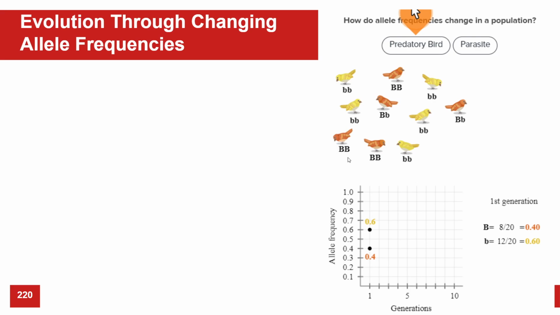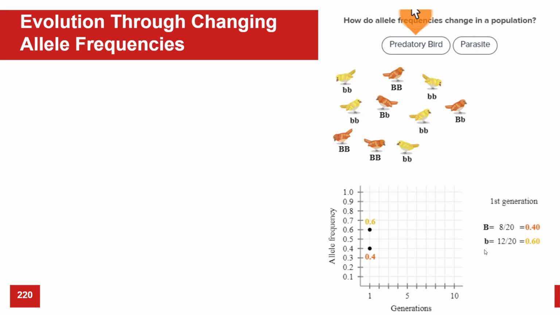We've got big B and little b. The big B dominant gene codes for brown color. The little b codes for a yellow color. So we see our allelic frequency here toward the bottom right of our initial population. For big B, it's 0.4. And for little b, it is 0.6.